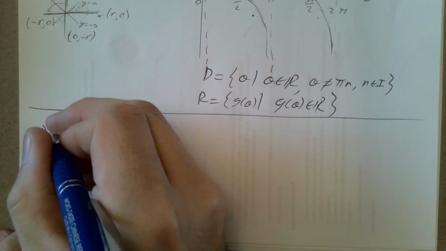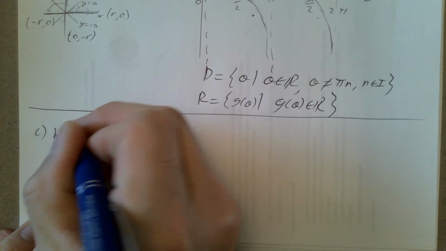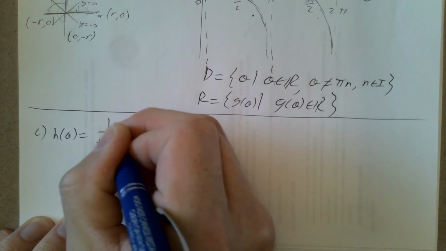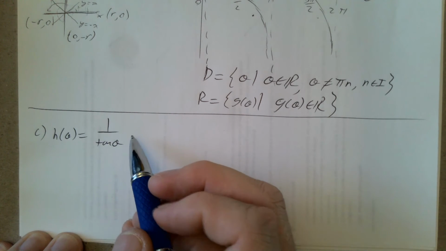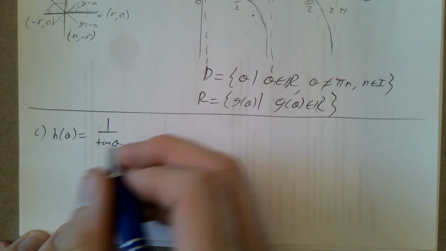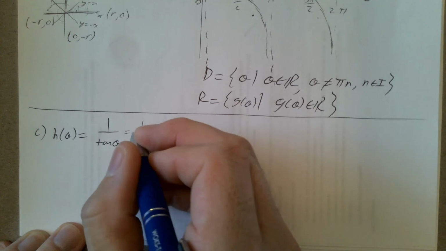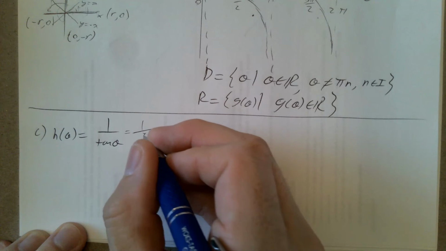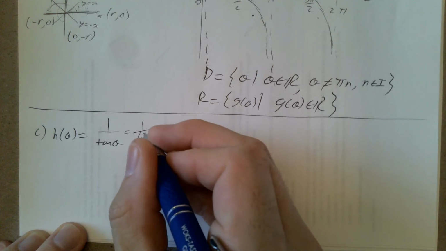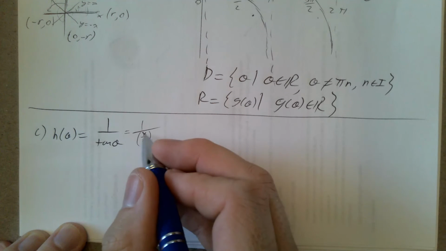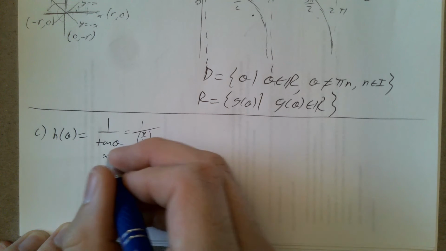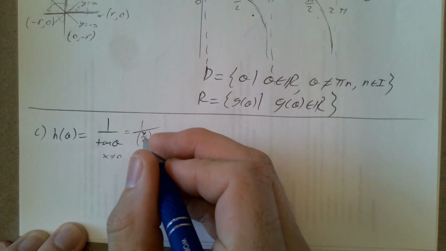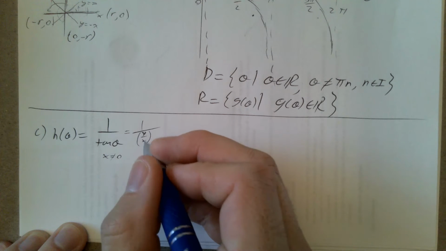Let's say we are going to sketch h of theta is the reciprocal of the tangent of theta. So it would be a serious mistake if we were to just sketch the cotangent curve. Let's look at the definition here. This would be the reciprocal of y over x. Now, the restrictions on the ratio of y over x are that x can't equal 0 because I'm dividing by x, but also y can't equal 0 because I'm dividing by y.